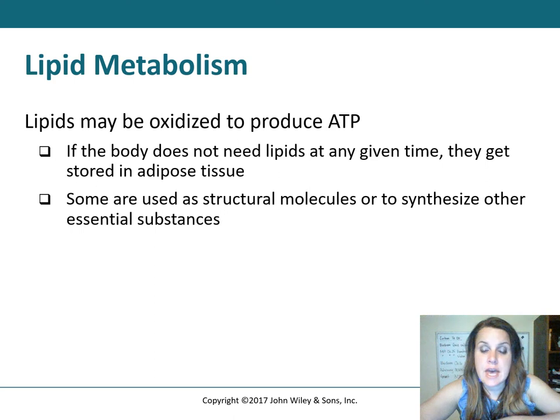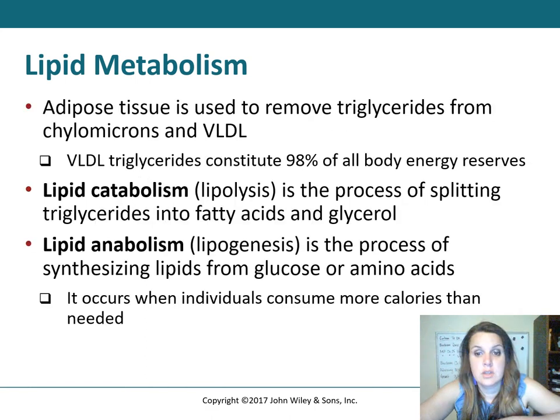What's interesting is that lipids, or fats, can be used to produce ATP in a manner similar to how glucose makes ATP. If your body has excess lipids, they're going to be stored as adipose tissue. However, you can also make lipids when you don't have enough. The majority of your body's energy reserves is stored as VLDL, or very low density lipoproteins, in your adipose tissue. The other 2% is stored as glycogen in your liver.